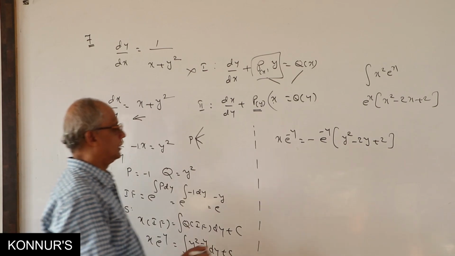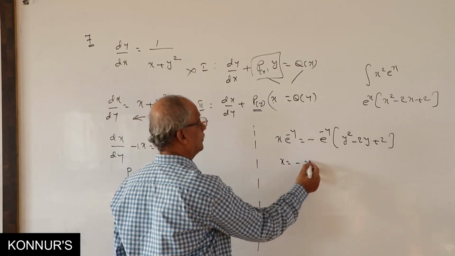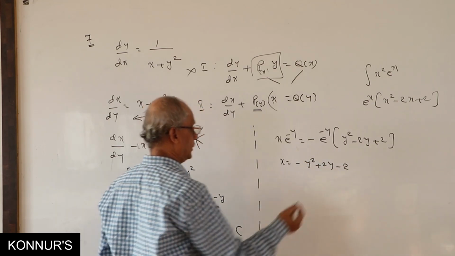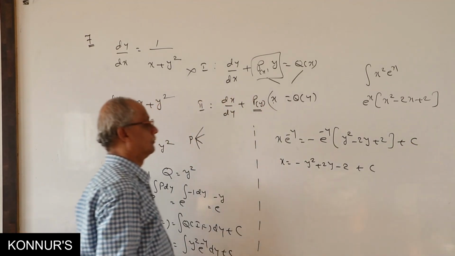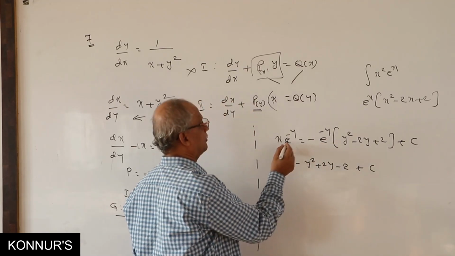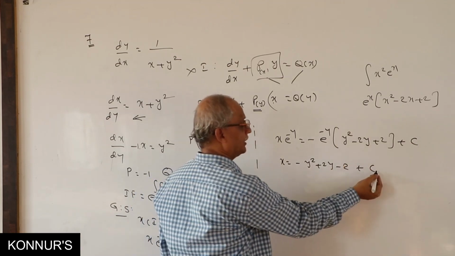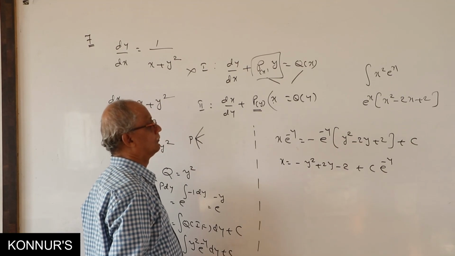Therefore, x equal to minus of y square, multiplied, and there is a constant here. Once there is a constant, when you divide with e power minus y, that means cancel e power minus y in one place, and here it will come.